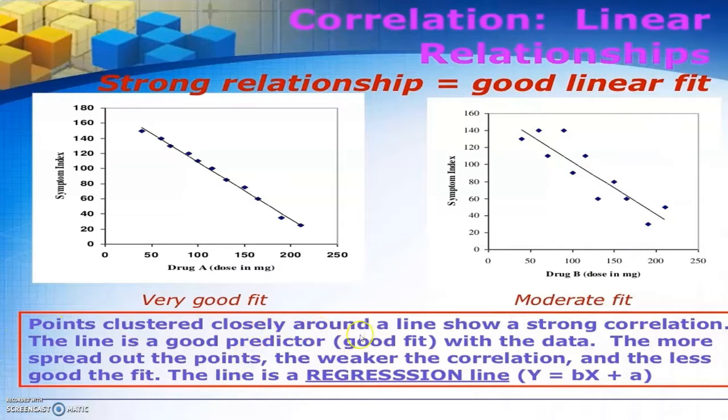Points clustered closely around a line show a strong correlation. The line is a good predictor of the data. The more spread out the points, the weaker the correlation and the less good the fit. The line is a regression line, and the equation is y equals bx plus a. This is the regression equation: y equals bx plus a.